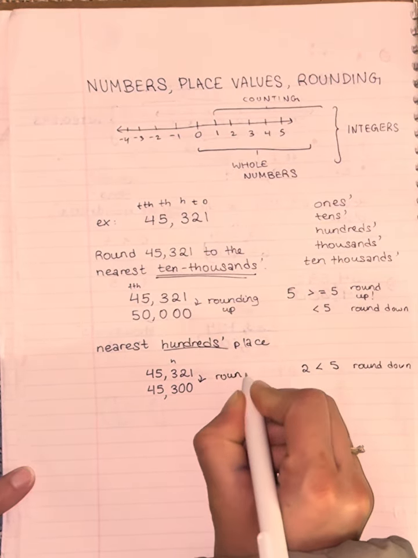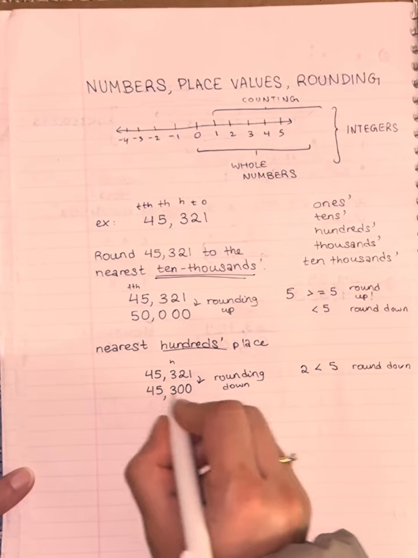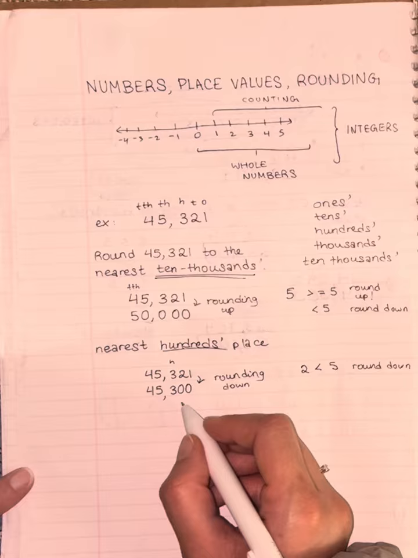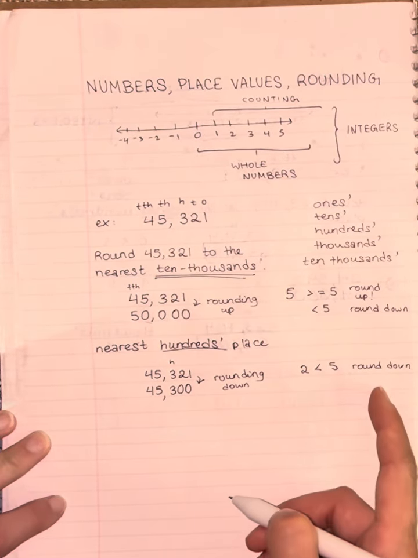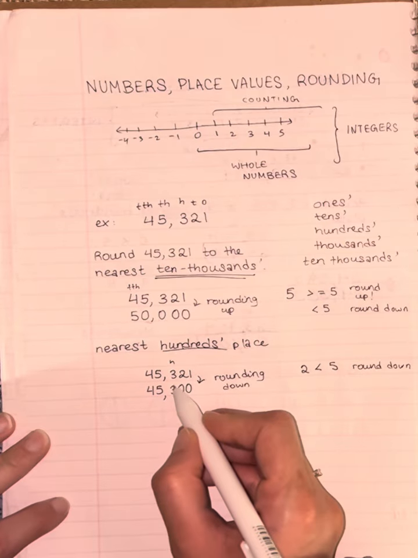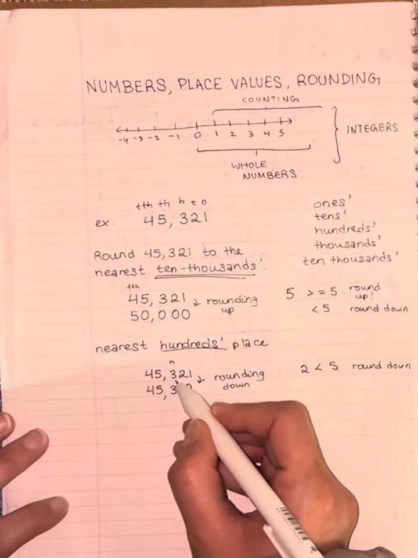So that is how I am rounding down, because the number I got after rounding to the nearest hundreds place is a number that is smaller than my original number. But make sure you understand that distinction, that when we are rounding down, we are not subtracting anything from the digit that we were rounding to.